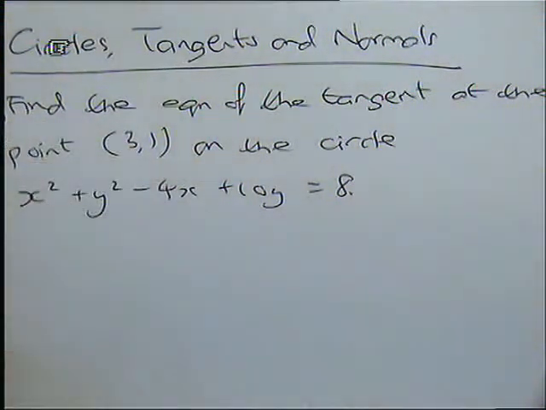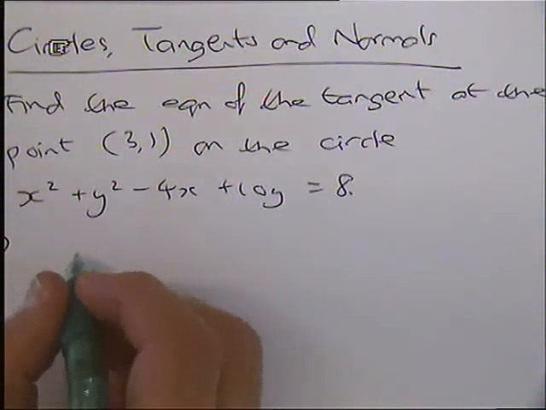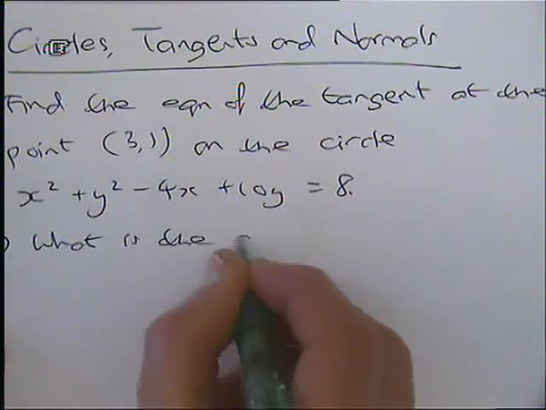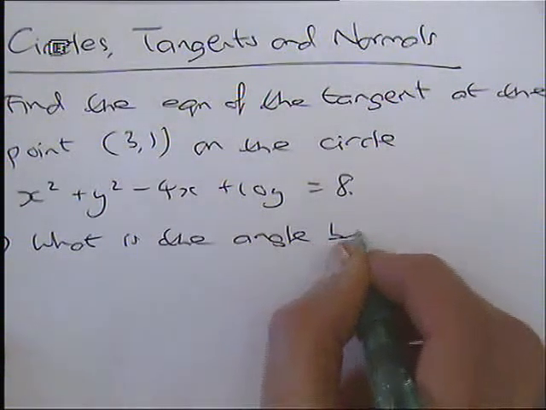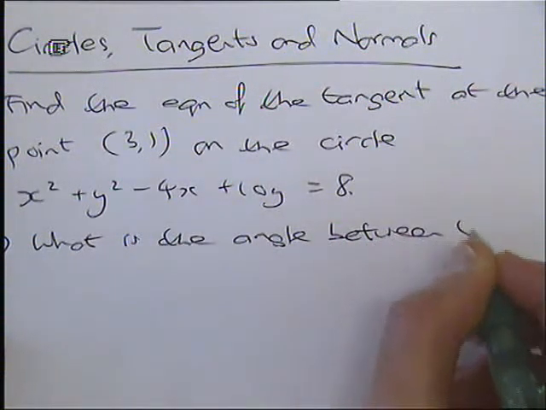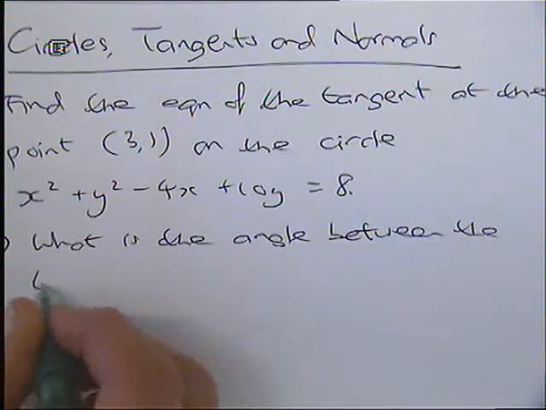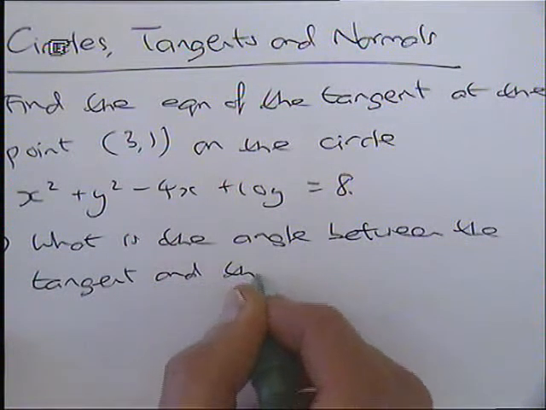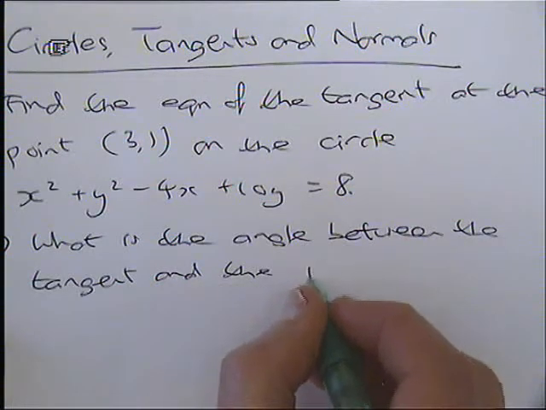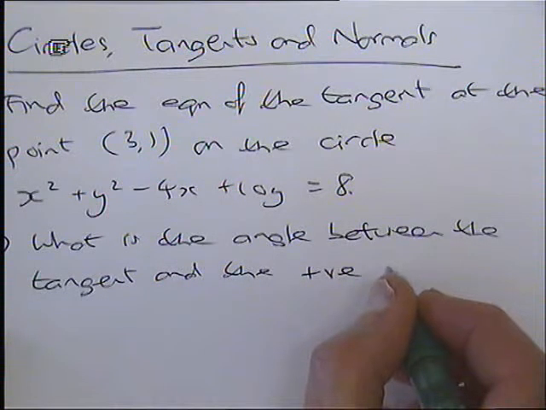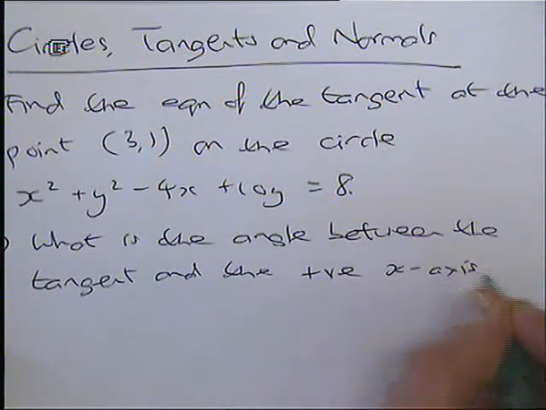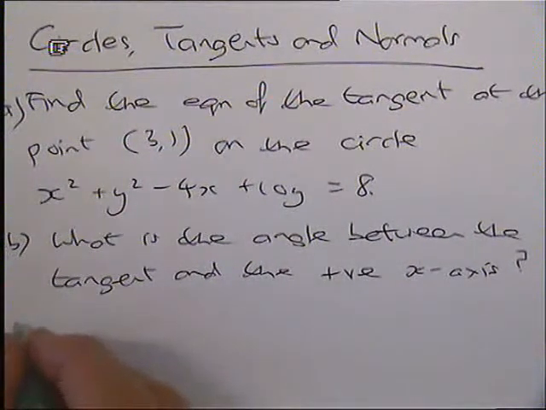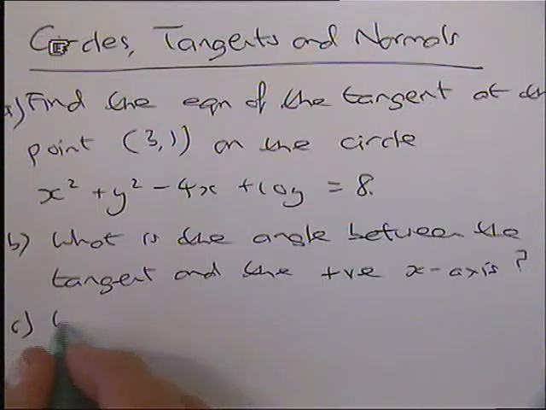That's like part A. Part B for this question is going to be, what is the angle between the tangent and the positive x-axis? And I'll explain what that means later on if you're not clear. And then there's going to be a part C. What is the equation of the tangent?